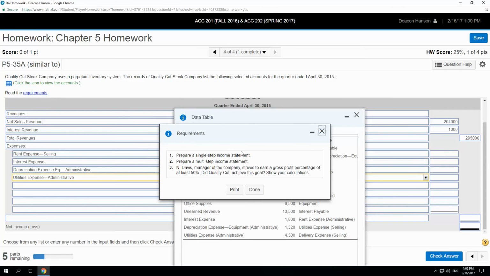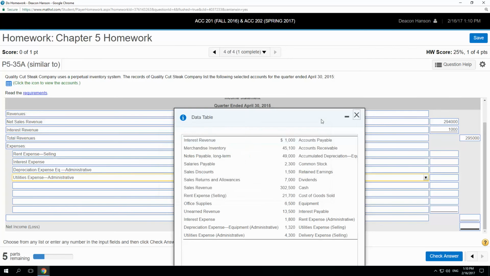Requirements. We didn't even look at the... Okay, it says prepare a single-step income statement. So that's what we're doing now. And then it's going to want us to prepare a multi-step. That'll be the next thing. Okay? And then the third one, we'll deal with it when we get there.